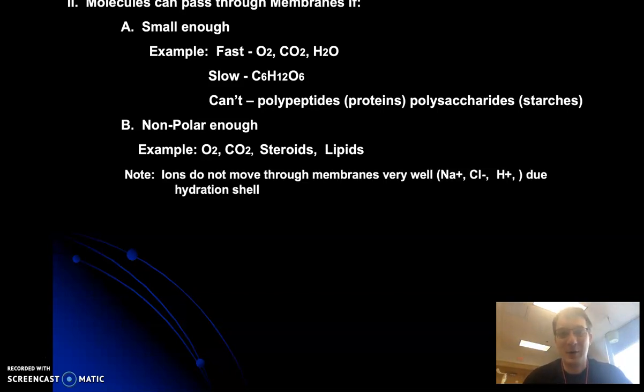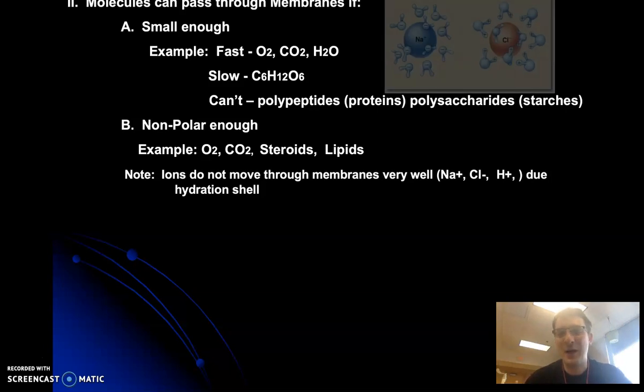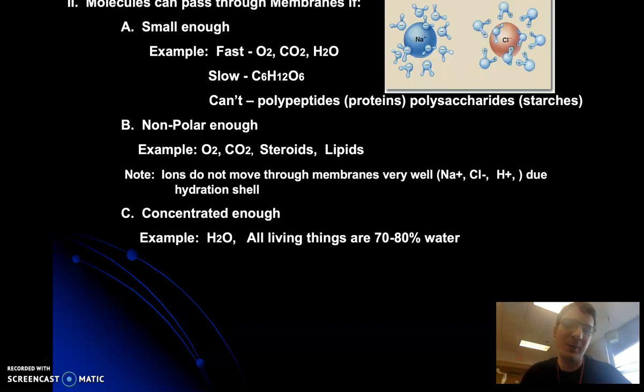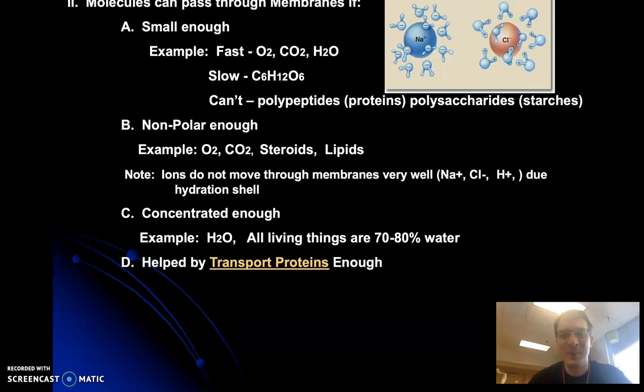Ions, which are very polar and hydrophilic, do not fit through the membrane very well at all. Remember, they're surrounded by a hydration sphere, where the waters surround it and make it really bulky and polar. So they do not go through the membrane very well on their own. If you're concentrated enough, you can kind of force your way through the membrane. The main example of this is water. Water is really polar, but there's so much on the outside that it can force its way in and out depending upon which side has the much higher concentration of water.